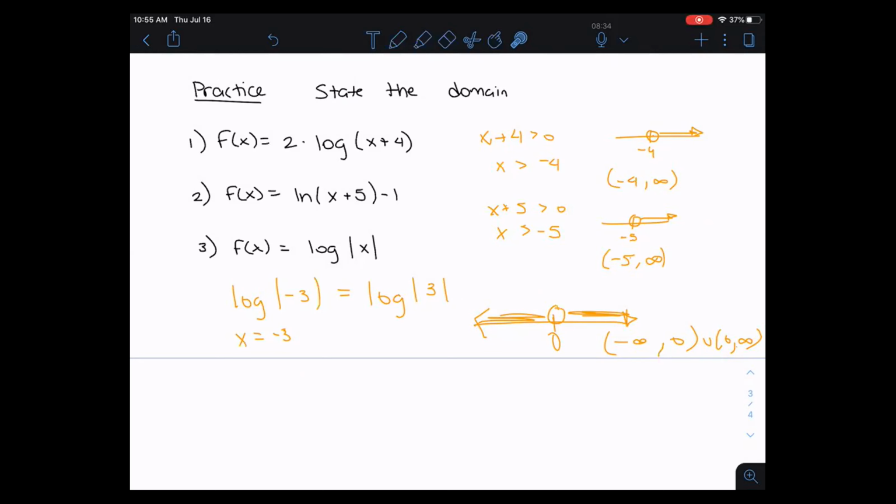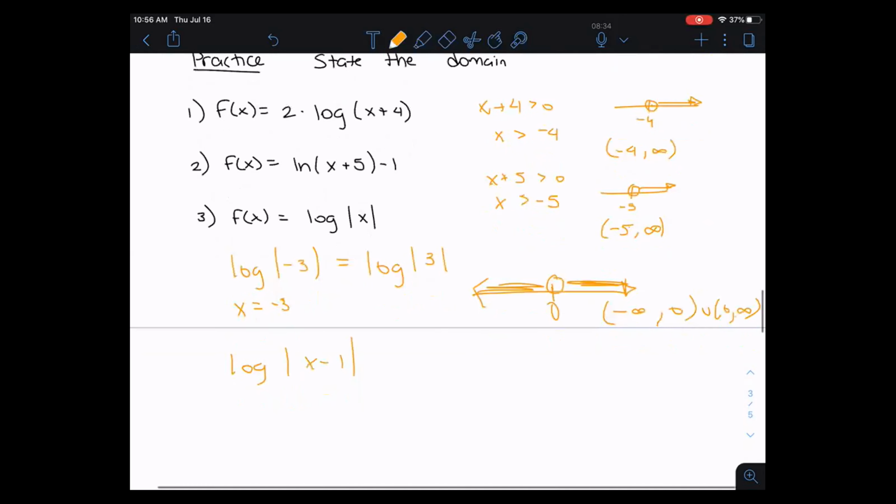Supposing we have log of the absolute value of x minus 1, that is, x minus 1 inside the absolute value, or x plus 1, or any other thing. If you have an x minus 1 or something like that, how would that one work? Is it going to have the same minus infinity to 0 union 0 to infinity?